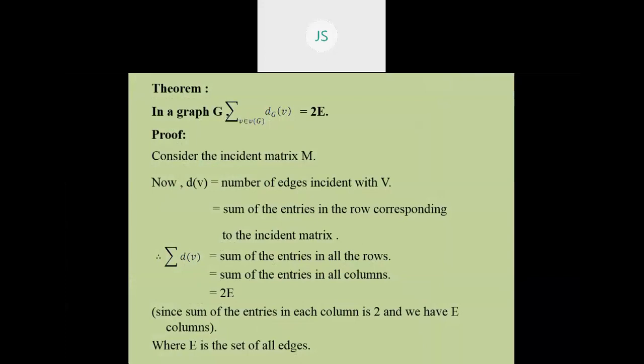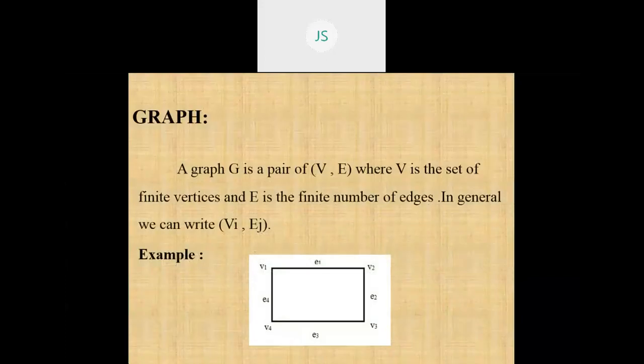So in the previous example, the sum of the degrees of all the vertices is 8. So 8 is equal to 2 into E. How many edges are there? 4 edges. Therefore, 2 into 4 is 8. Once again, we get 8. So, on the LHS, the sum of the degrees of all the vertices is 8 because 2 plus 2 plus 2 plus 2 is 8.